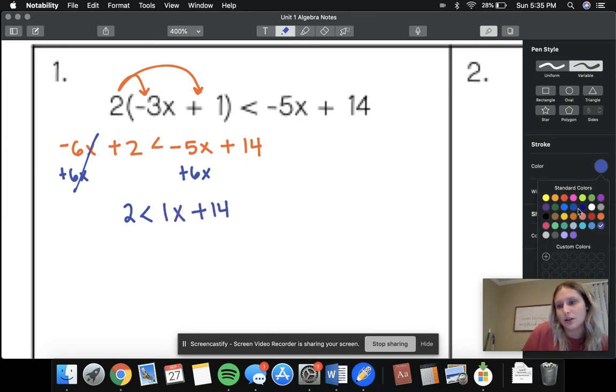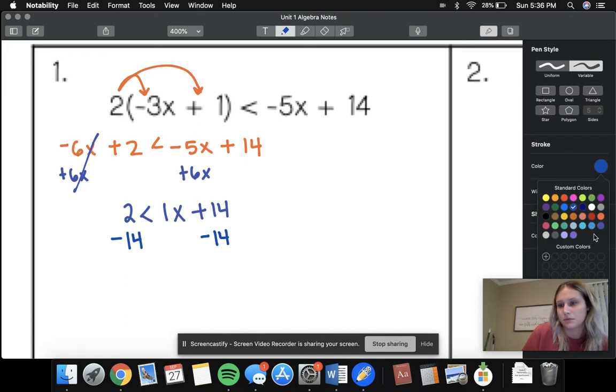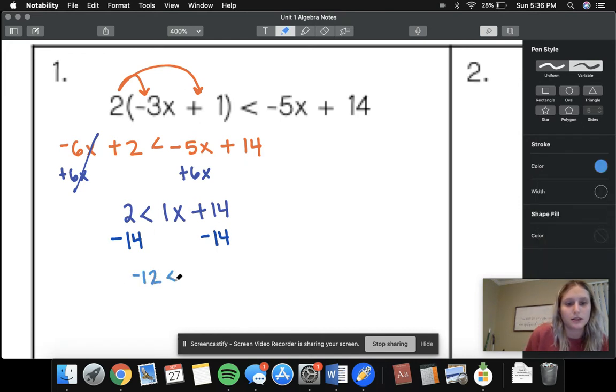Now from here, we are going to just subtract 14. 2 minus 14, which is negative 12, is less than x, or 1x. So our answer is this, okay? Negative 12 is less than x.